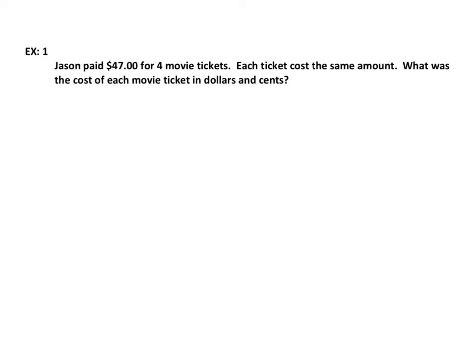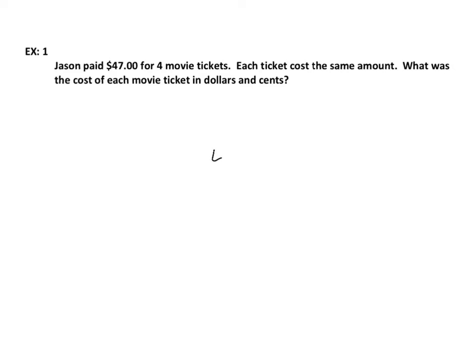Here we have our first example. Jason paid $47 for 4 movie tickets. Each ticket cost the same amount. What was the cost of each movie ticket in dollars and cents? So when we are dealing with unit rates, we're looking to get down to the cost of one thing. So here it's one movie ticket. To do that, we are going to divide.